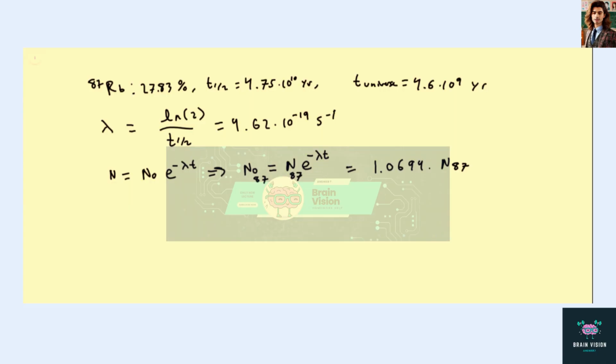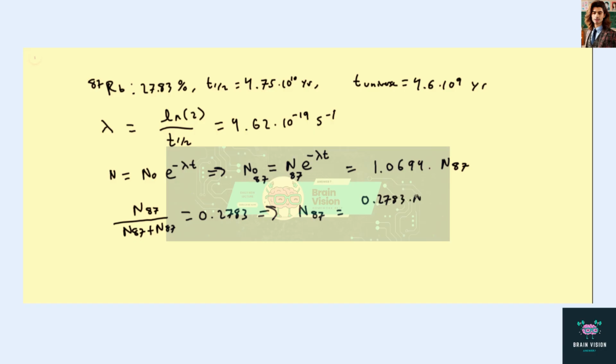So now, given the fact that only 27.83% of all rubidium atoms are currently rubidium-87 isotope, we can calculate the number of rubidium-85 isotopes relative to the fraction of 87 isotopes. So we know the number of rubidium-87 isotopes over the total number of rubidium atoms is given by the fraction 0.2783. So we can solve for the number of rubidium-87 atoms quite easily. Just doing a little bit of algebra.